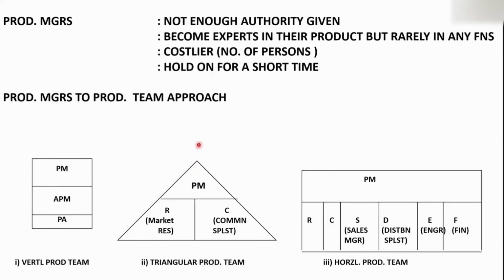You can also have a triangular product team where you have the product manager, and under him you have the market research person and the communication specialist. You can also have a horizontal product team approach where you have the product manager, and under him you have the research person, the communications person, the sales manager, the distribution specialist, the engineering department, and the finance department. It is the engineering personnel, finance personnel, all in this horizontal product team approach which you can adopt.